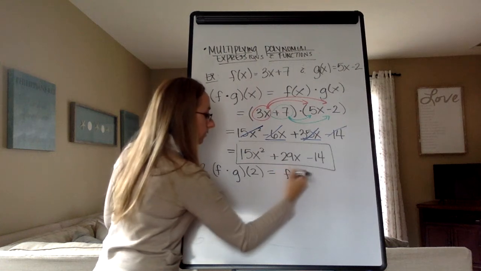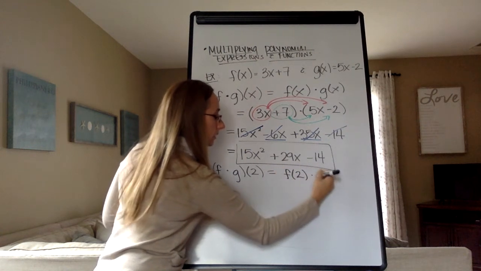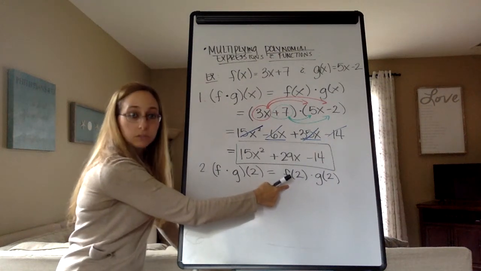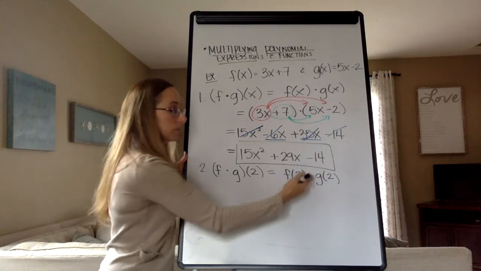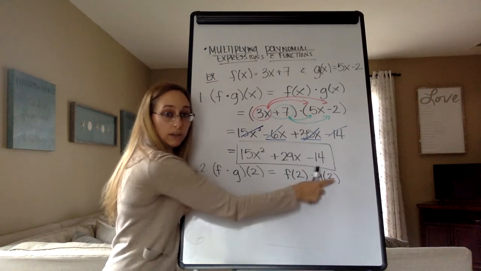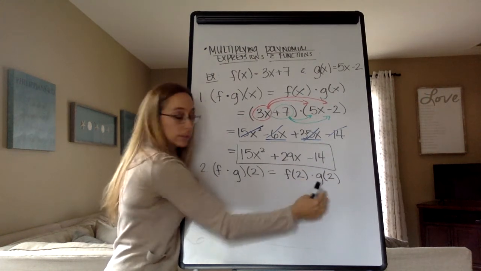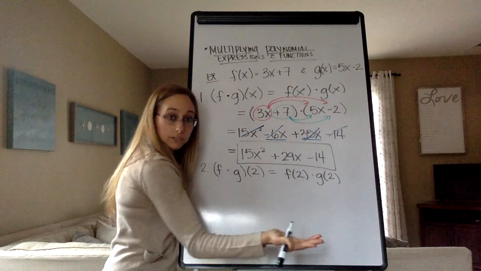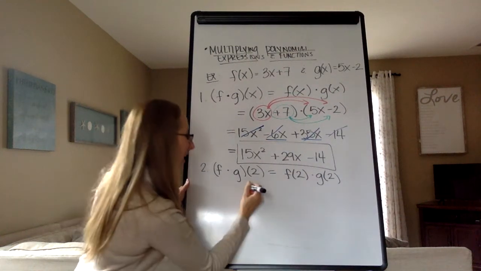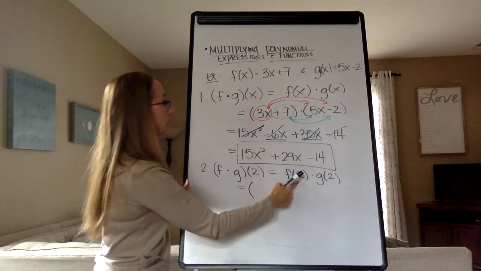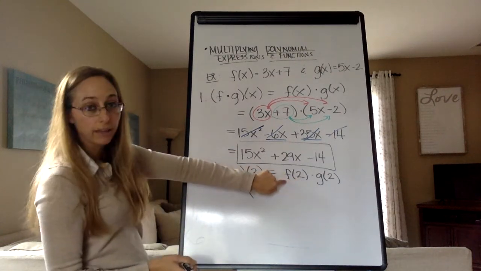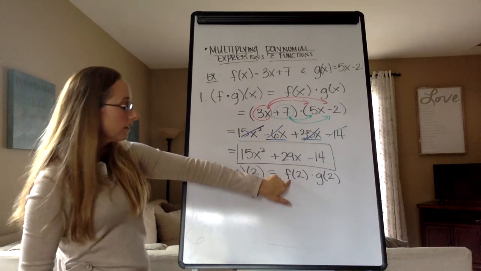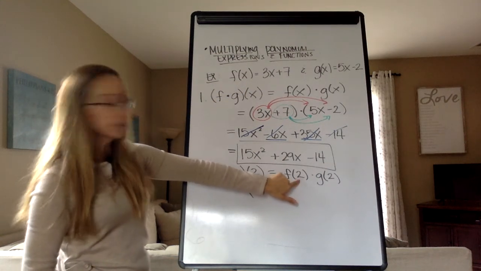So this is saying f of 2 times g of 2. We're going to evaluate the function f at the value of 2, whatever that number is, and multiply that by the function g evaluated at the value of 2. So we get one number times another number, which gives you the product. Let's find out what those numbers are. So f of 2 means you're plugging in 2 into your function f. We're going to plug in 2 for x. What is the y value of your function f when x is equal to 2?